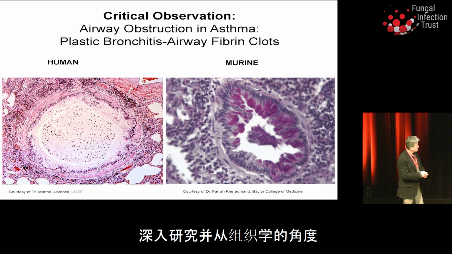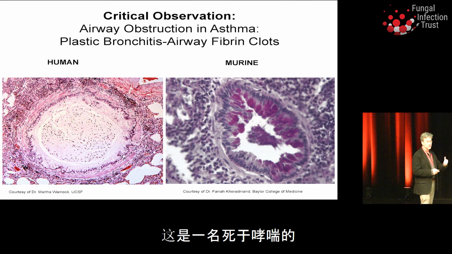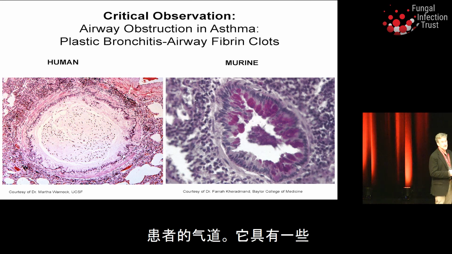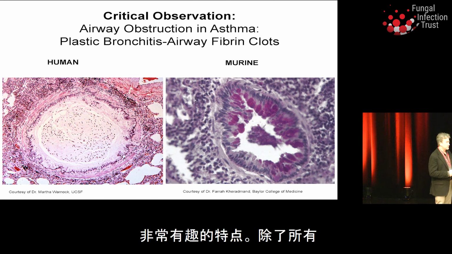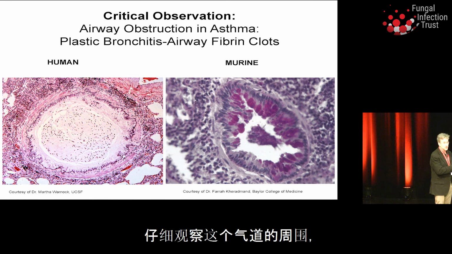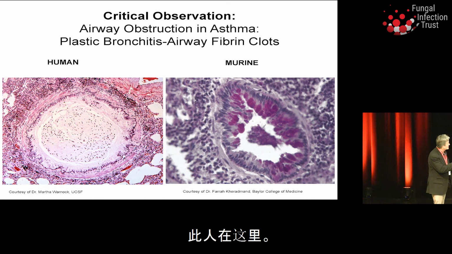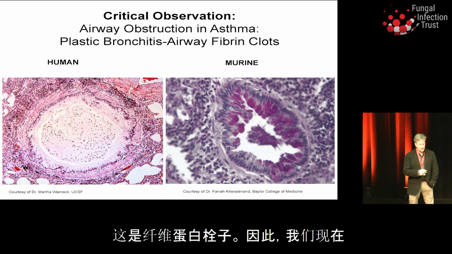So to answer that very fundamental question, we need to dive deep and look at histologically what asthma is really all about. Here's an airway from a patient who died of asthma that has some very interesting features we need to grapple with. In addition to all the inflammation, you see, tightly focused around this airway, the very abnormal smooth muscle that leads to that airway hyperreactive phenotype. There's this here. This is a fibrin plug.